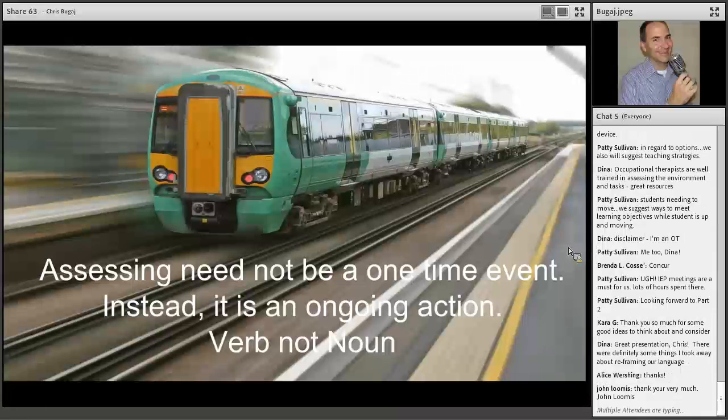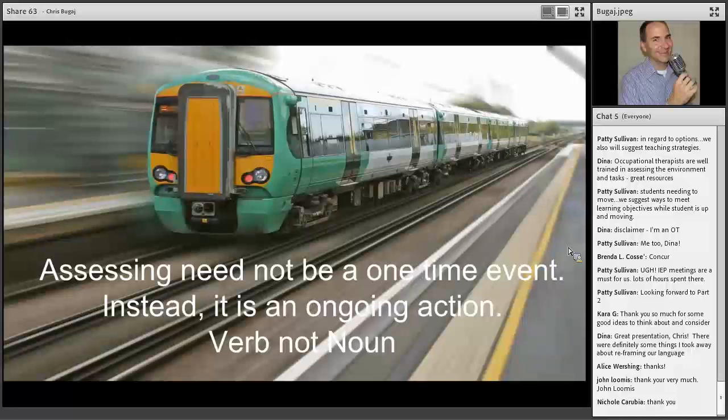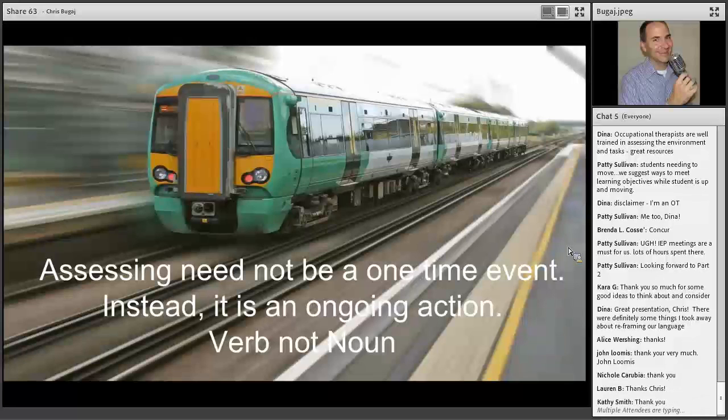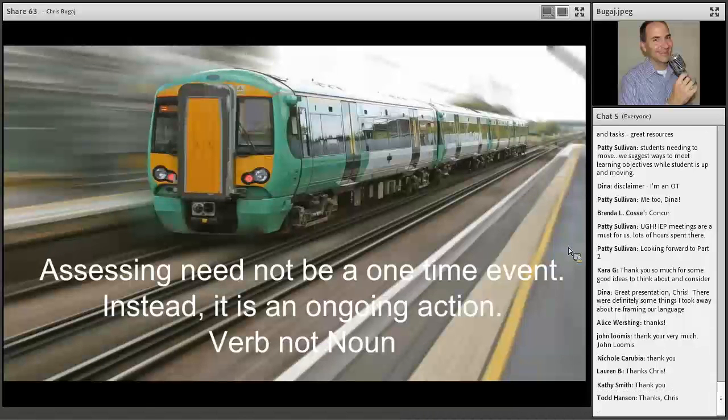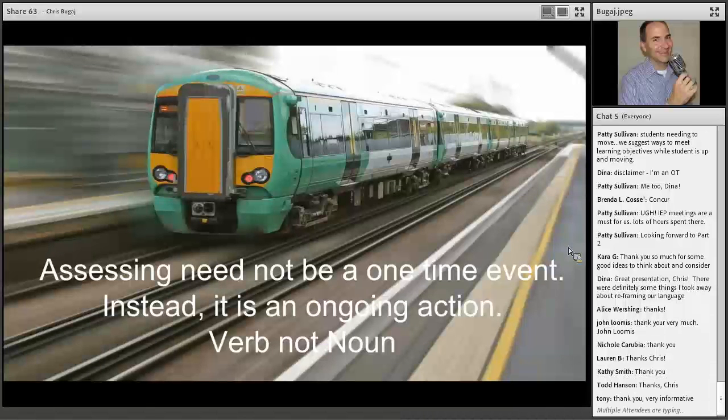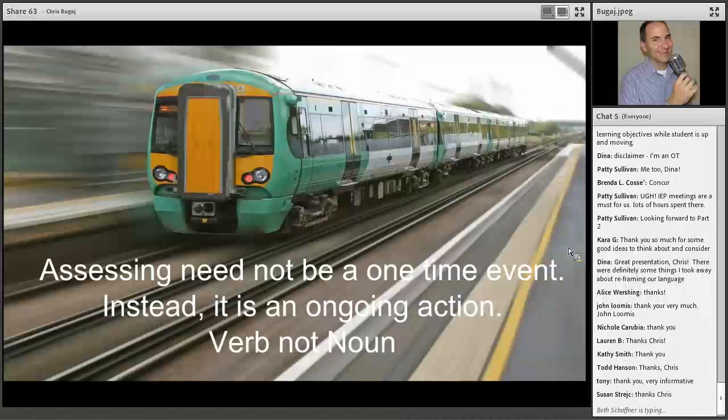Patty says IEP teams are a must for us, lots of hours spent there. Yet, Patty, if you can get away from that and empower the IEP team to do it themselves by presenting options, you can spend more time on the training elements, and spend more time redesigning those environments and those tasks.